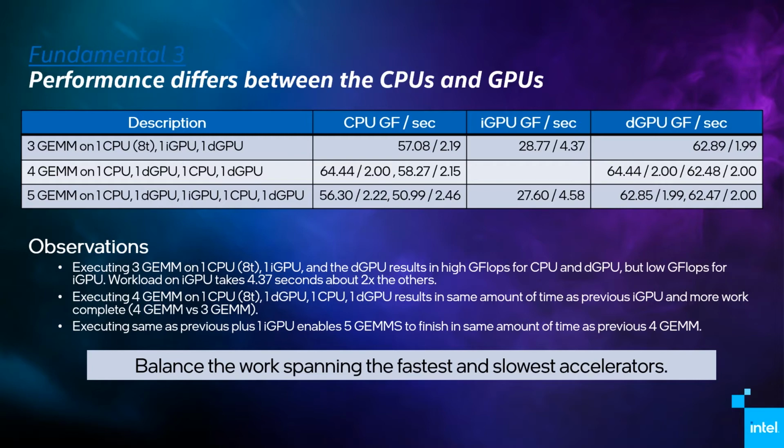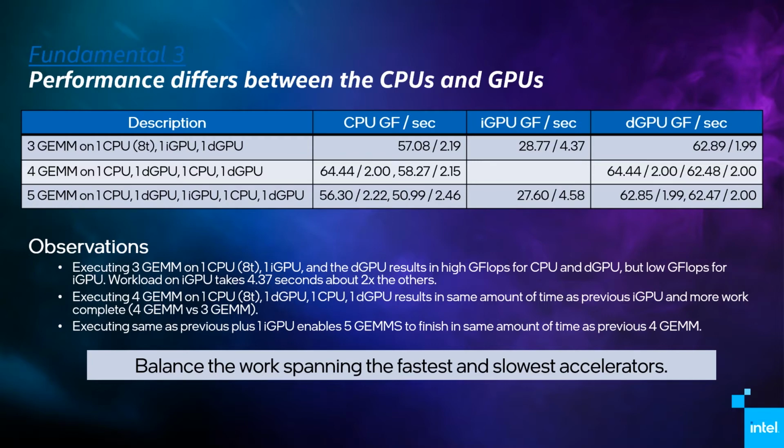And so the next experiment said, well, let's run that entire workload. And in fact, let's add even one more to that overall workload. Let's run 4 gems and just take advantage of the CPU and the discrete GPUs. And so here's what you see as a result. The gigaflops rate on both the CPU and the discrete GPU are relatively high. So 64.44, 58.27, 64.44, 62.48. And then the amount of time it took for each of these gems to complete, 2 seconds, 2.15 seconds, 2 seconds, 2 seconds. So overall, it took about 4 seconds for those 4 gems to complete execution. It did not take advantage of the integrated GPU.